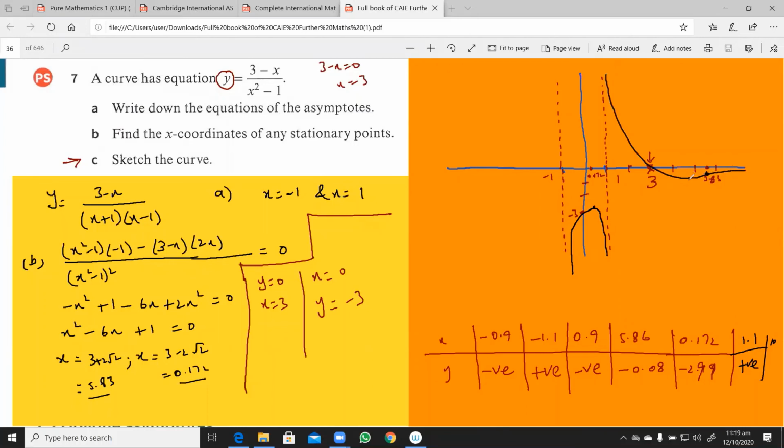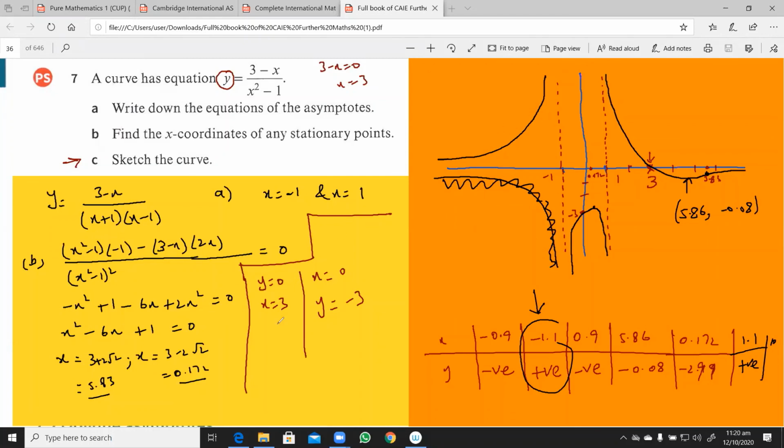Okay, so in fact, this turning point had to be over here. There's a bit of a mistake in the sketch. Just assume that this is your turning point, which is 5.86 comma minus 0.08. Okay, something like that. So this is going to be something like that. So for the last part, we missed that at -1.1, this was positive, so this curve had to be above this over here.